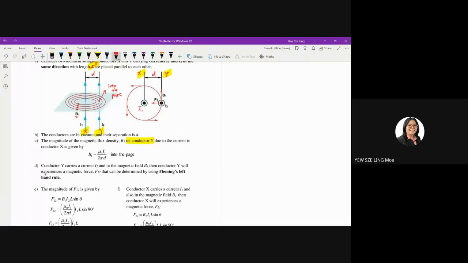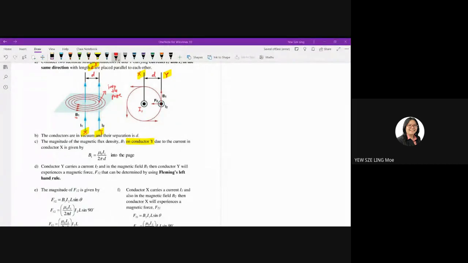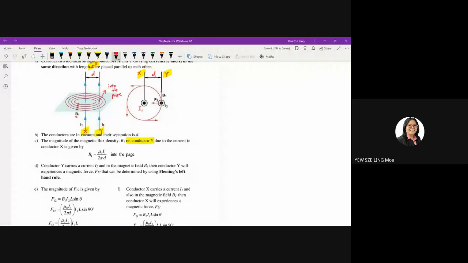Okay? So conductor Y carries a current I2 in a magnetic field B1. So what happens right now? This conductor X is generating a lot of magnetic field, right? Conductor X ini dia menghasilkan magnetic field. Conductor Y ada current. When there's a current flowing inside the conductor, it means that there is a moving charge inside the conductor. So the situation that we have right now is a moving charged particle inside a magnetic field, which then will give us magnetic force.